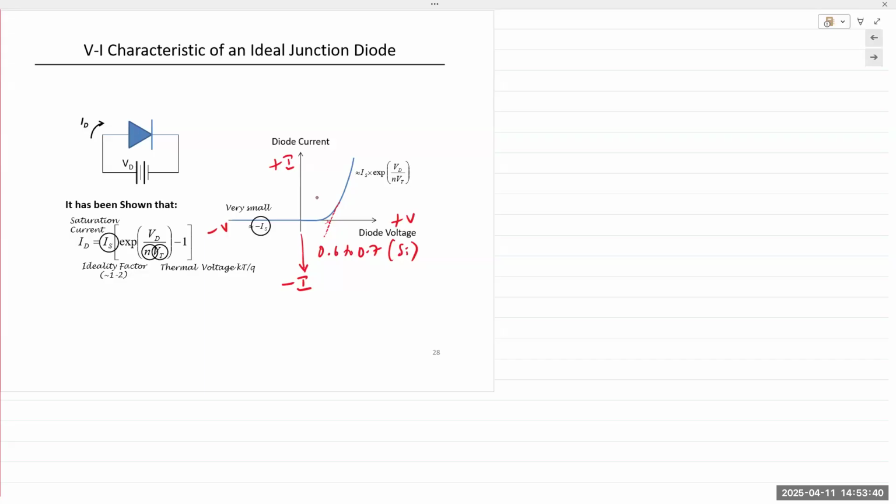It is known as the reverse saturation current because it reaches its limit very quickly. It only happens due to minority carriers, and the minority carriers are constant and fixed in number, so very small and fixed. It depends on the doping profile.